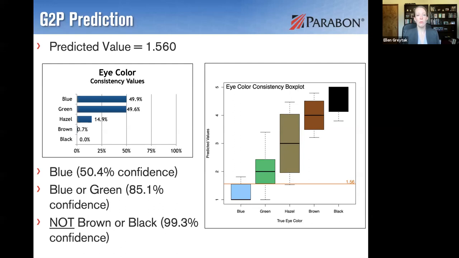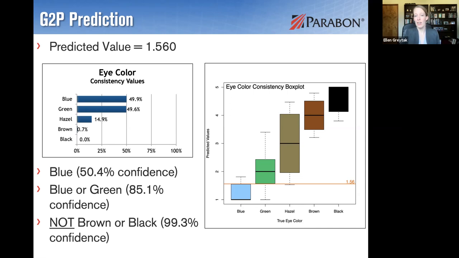And so we do what's called consistency. We test how consistent this new prediction of 1.56 is with the distributions of predictions made on people with each possible eye color. This is showing on the right the range of prediction values for people with blue eyes, green eyes, hazel, brown, and black eyes. And we see that this 1.56 is the orange line. It's falling right between blue and green, just at the edge of hazel and very far from dark colored eyes. So what this is telling us is that it's very rare for someone with brown or dark brown eyes to have a prediction this light.